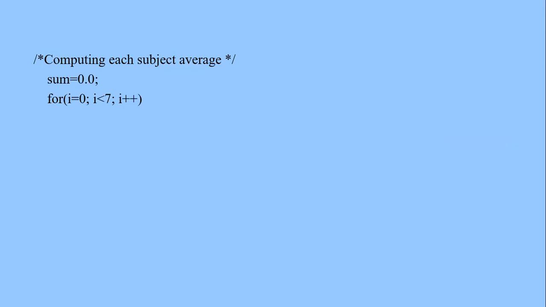Simply, this statement here means initialize the value of I to 0. Initialize the memory location called I to 0. Then check whether the value of I is less than 7.